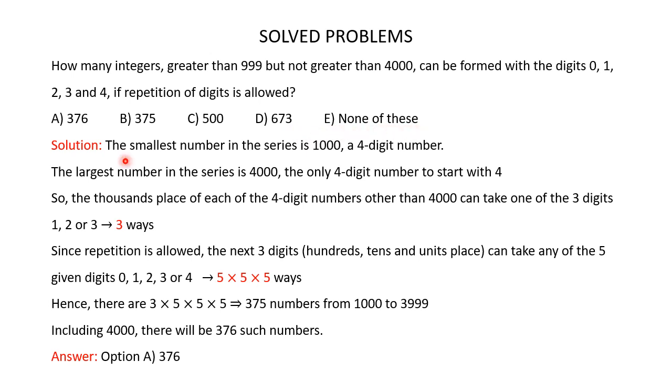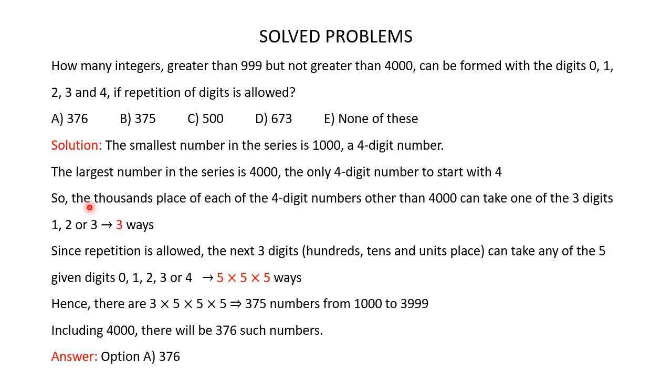Now here the smallest number in the series is the number after 999, which is 1000, and 1000 is a 4-digit number. The largest number in the series is 4000, and 4000 is also a 4-digit number. Observe here that 4000 is the only 4-digit number in this series to start with 4. So the other 4-digit numbers in this series can start with either 1, 2 or 3. Obviously, the other 4-digit numbers in the series cannot start with 0, since then you would get a 3-digit number instead of a 4-digit number.